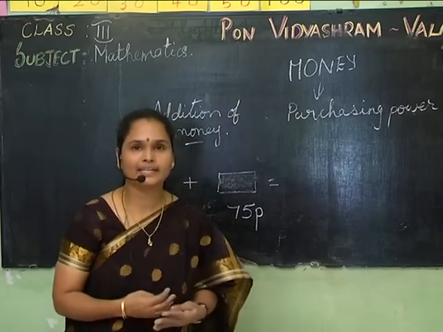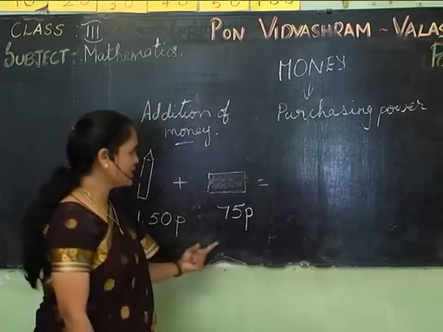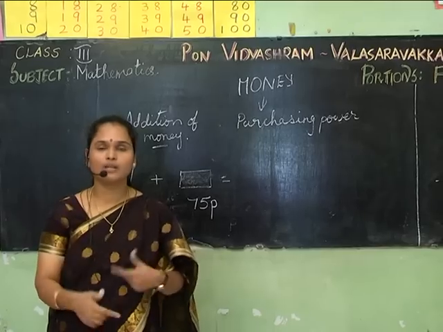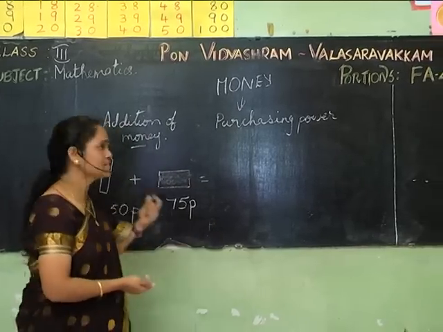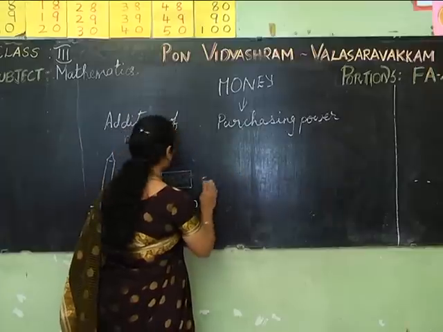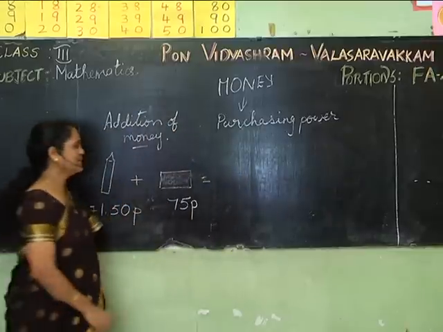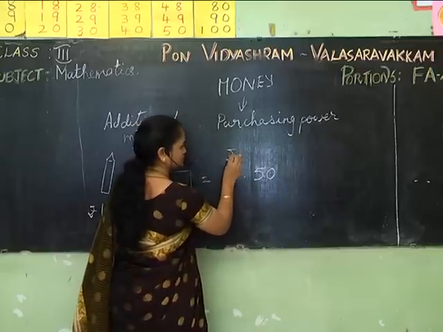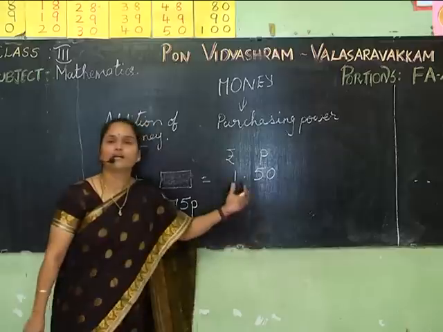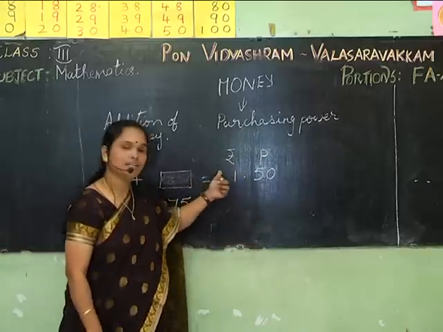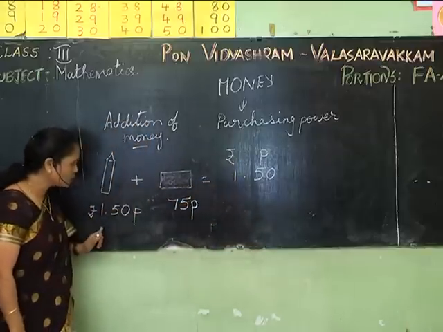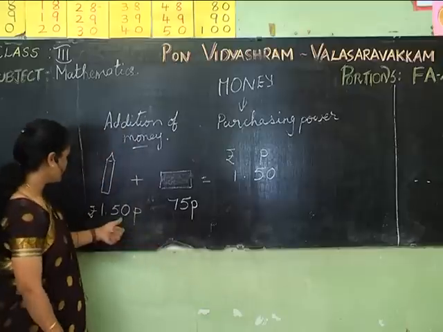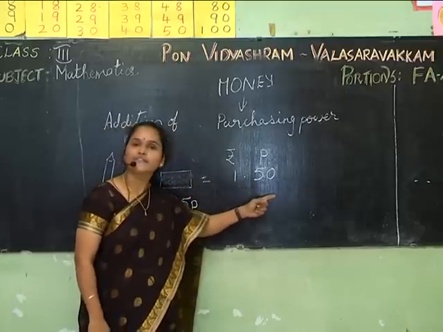Now, how do I add it? How do I add rupees and paise? Arrangement of rupees in the rupee column and paise in the paise column is very important in this topic, money. What is the cost of the pencil, children? It is 1 rupee 50 paise. You have to mention rupees and paise. When you are telling it is 1 rupee, you have to put it under the rupees column. And we are telling 50 paise, put it under the paise column.